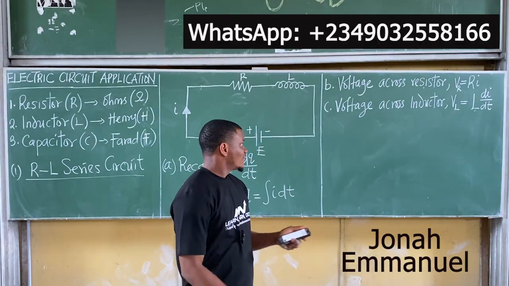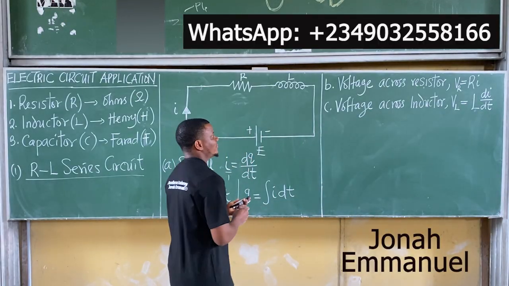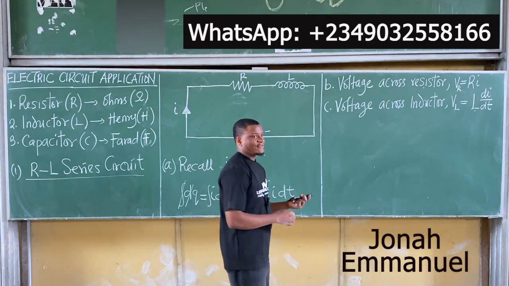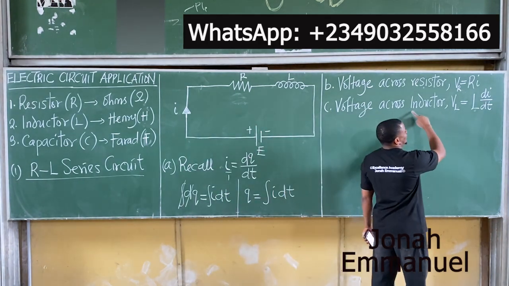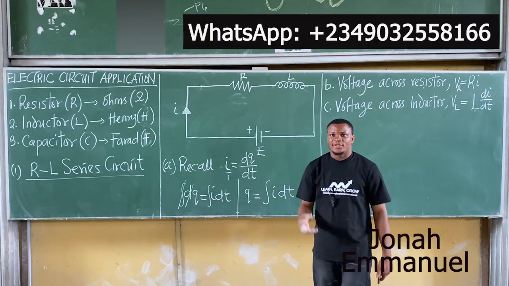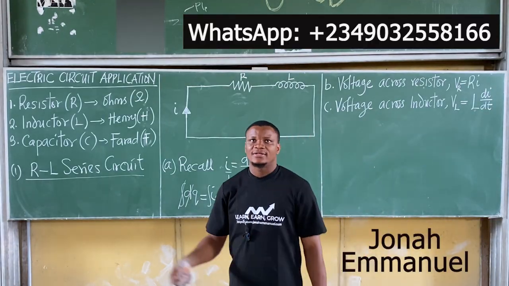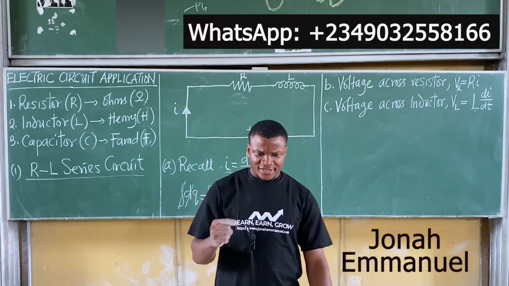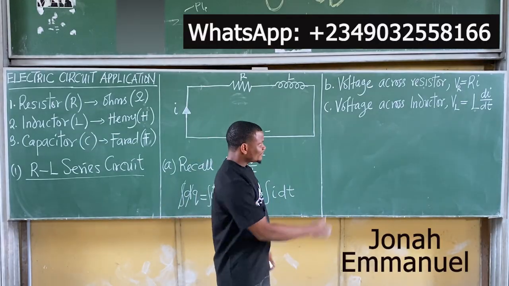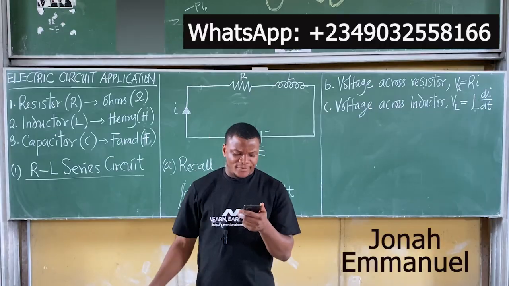All right, so we have this. Voltage across resistor, VR, is RI. That's from Ohm's law. Then the voltage across an inductor is simply equal to the product of the inductance of the inductor and the rate at which current is flowing through the inductor. So you have L di dt. Now proceed.